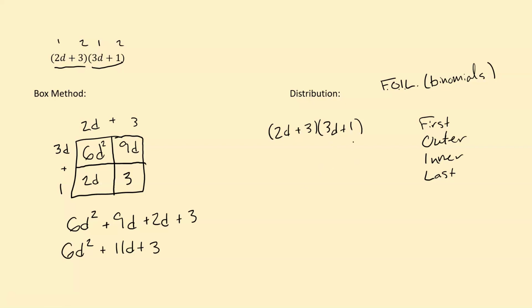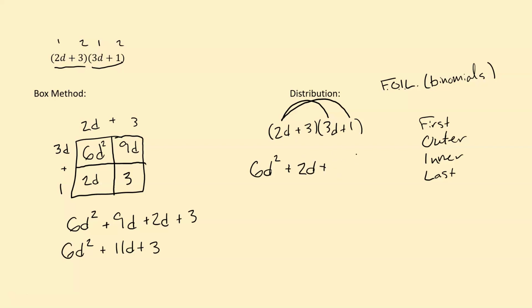It's a way of organizing your distribution because you want to distribute everything in the first binomial to everything in the second binomial. So first, we do 2D times 3D, which is 6D squared. Then we do outer, which means we multiply the two terms on the outside. 2D is on the outside, 1 is on the outside, so that'll be plus 2D times 1, which is 2D.